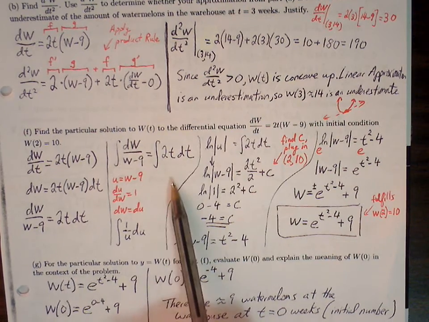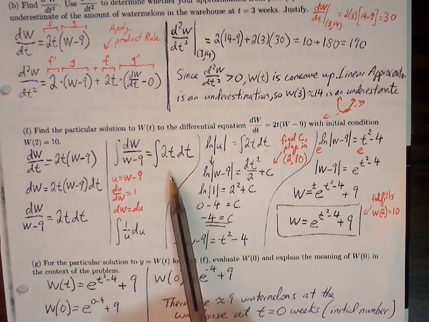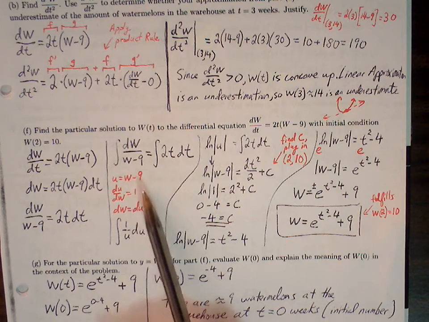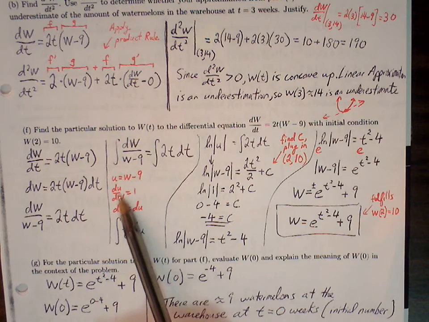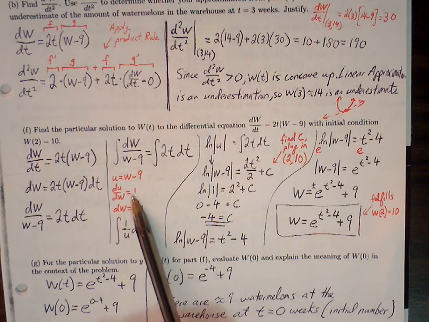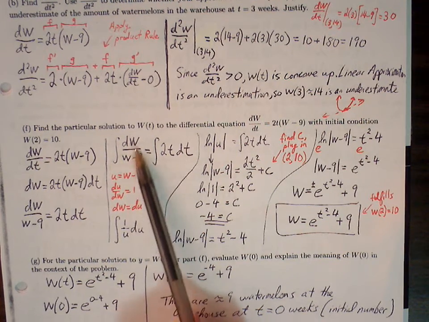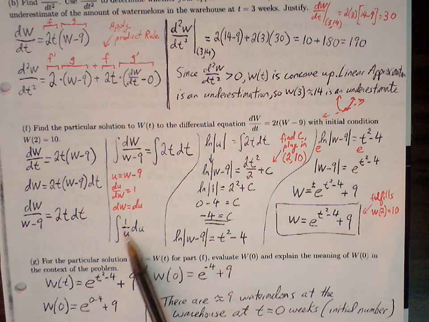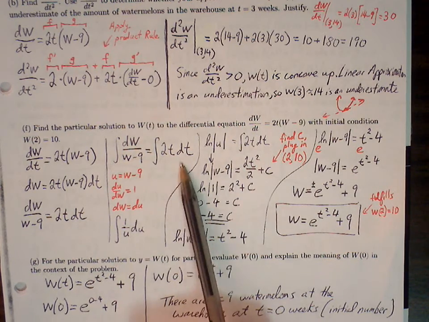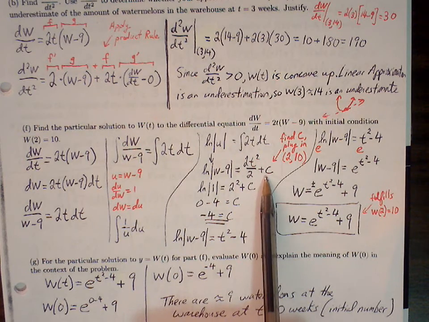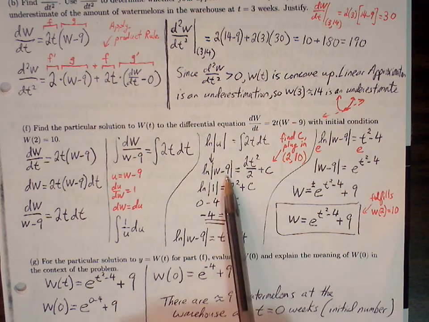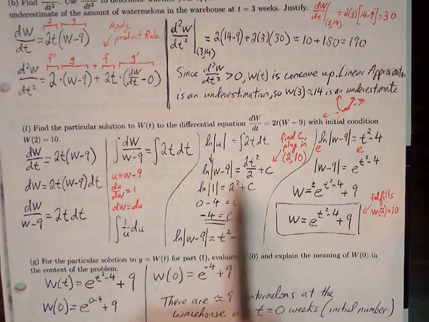Now we have w's on the left, t's on the right. Let's take the indefinite integral on both sides. All right, so this side requires u substitution. We have to let u be w minus 9. Derivative of u with respect to w is 1. So dw equals du. We make our substitution. We get du over u, or 1 over u du. So we find the antiderivative. This becomes natural log of absolute value of u. 2t becomes 2t squared over 2 plus c.